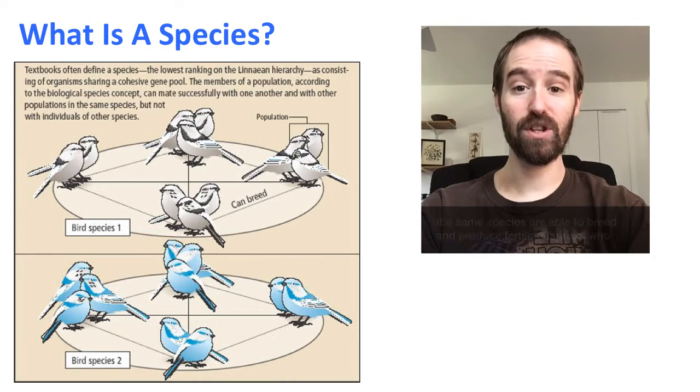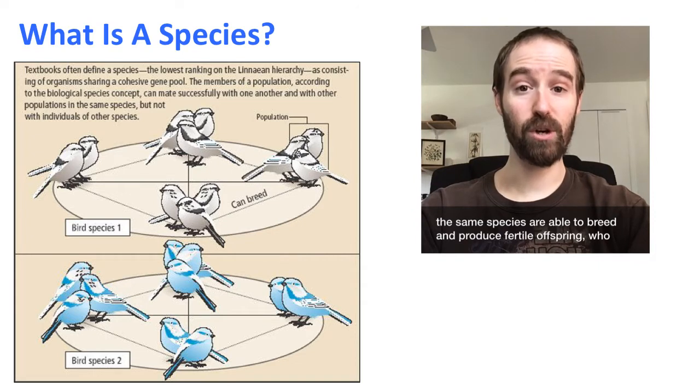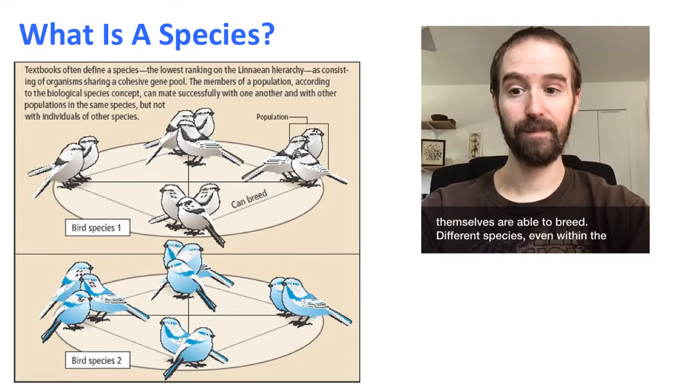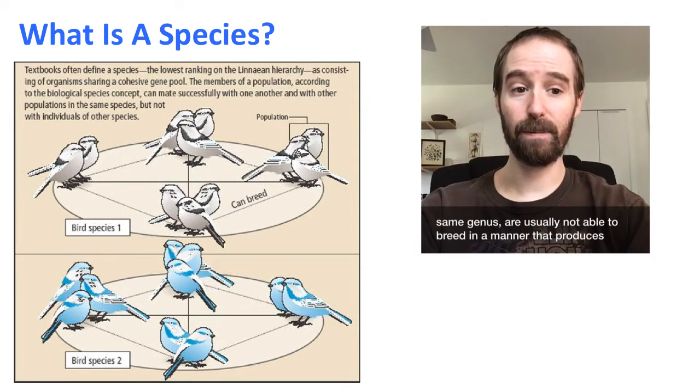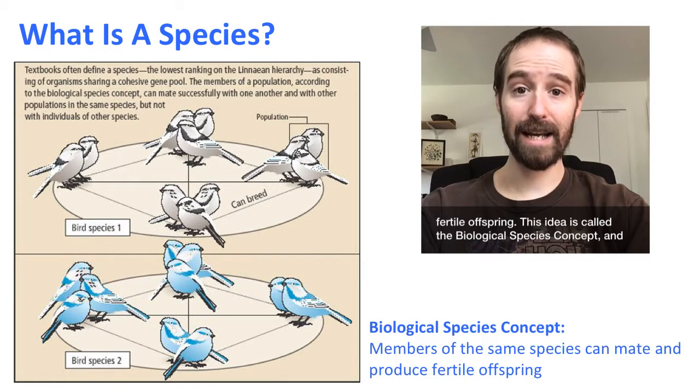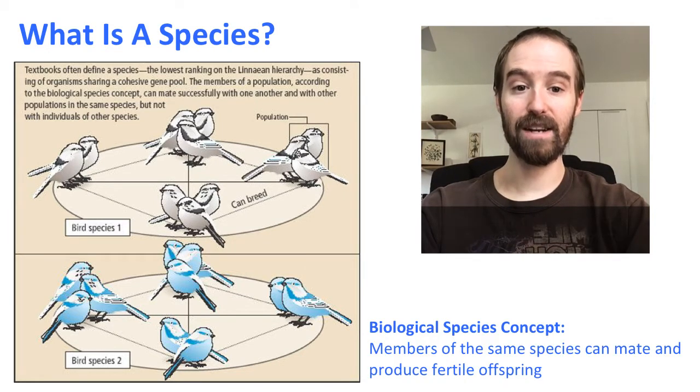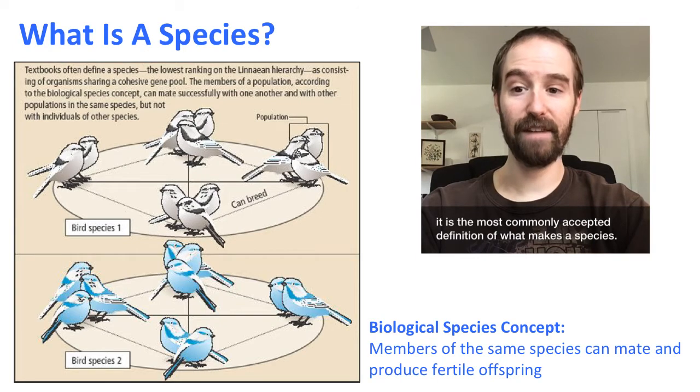There are actually several competing definitions of what exactly constitutes a species, but it is generally accepted that members of the same species are able to breed and produce fertile offspring who themselves are able to breed. Different species, even within the same genus, are usually not able to breed in a manner that produces fertile offspring. This idea is called the biological species concept, and it is the most commonly accepted definition of what makes a species.